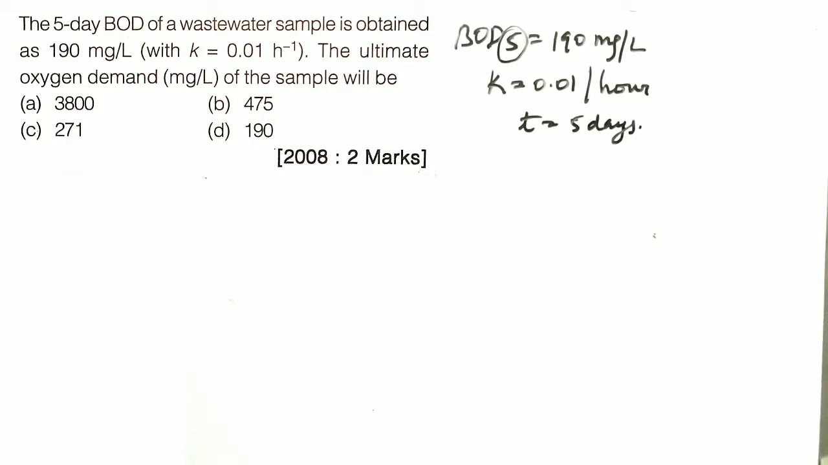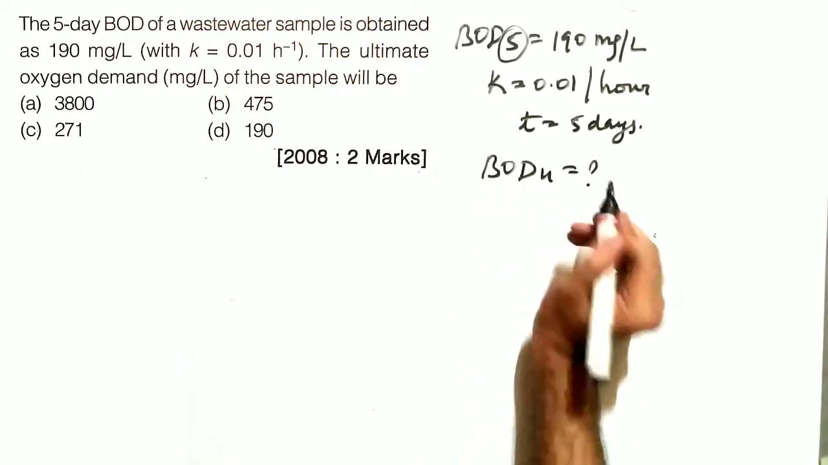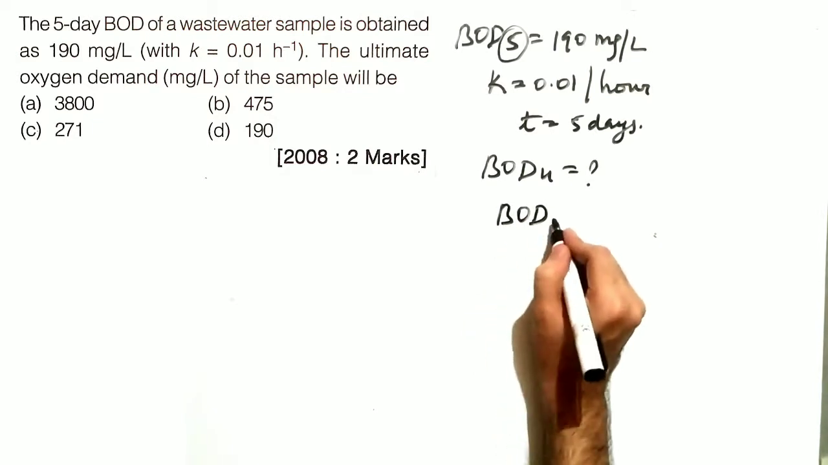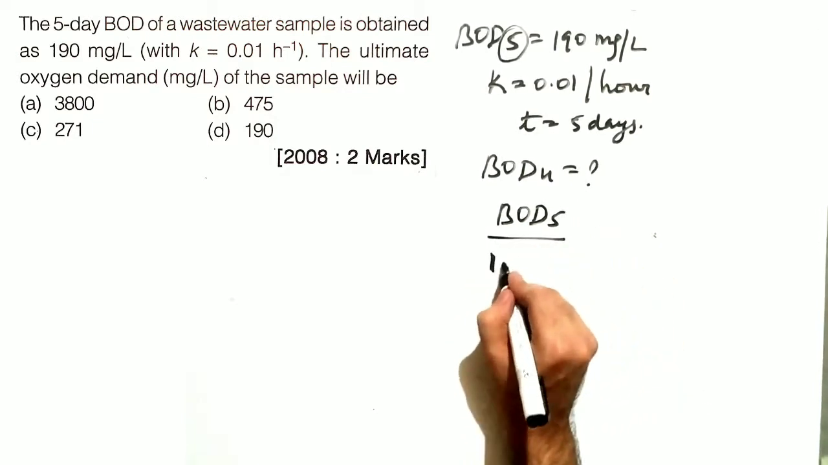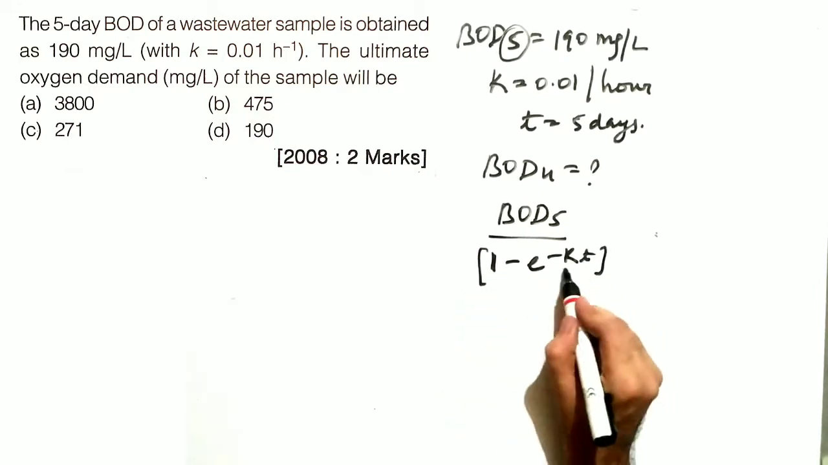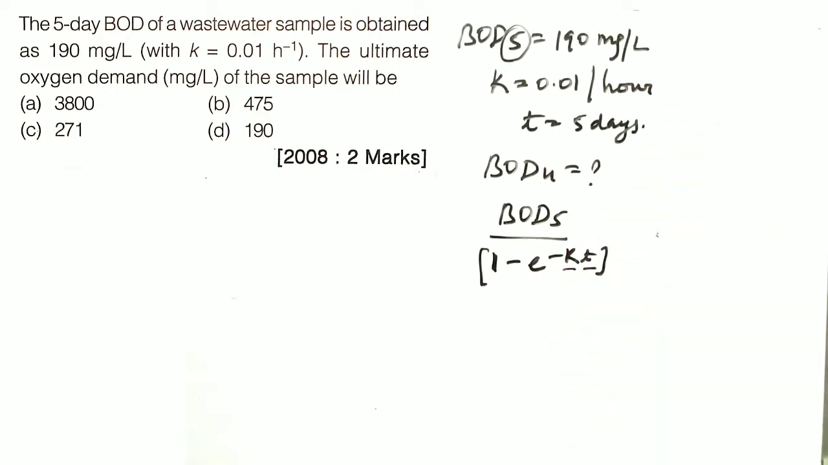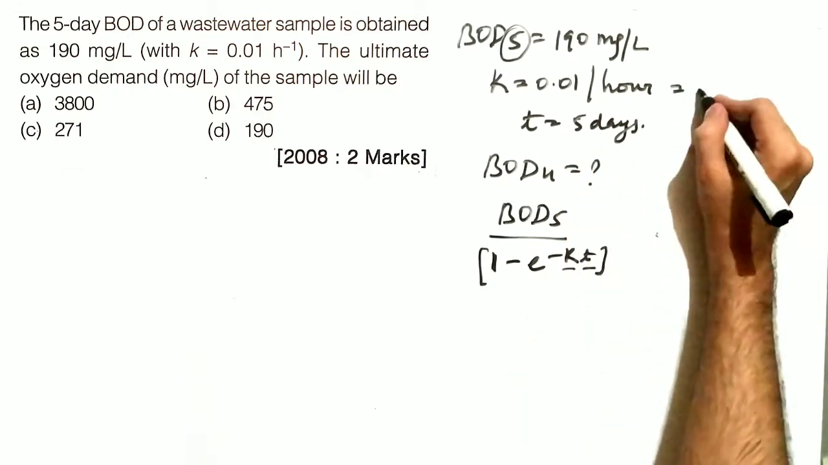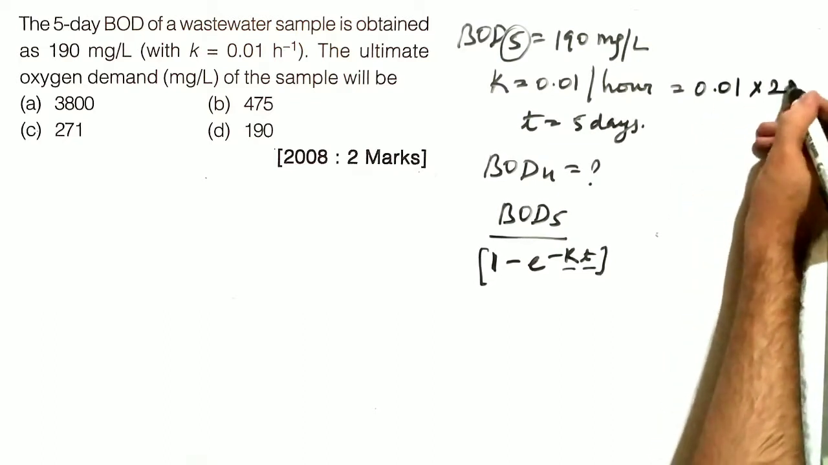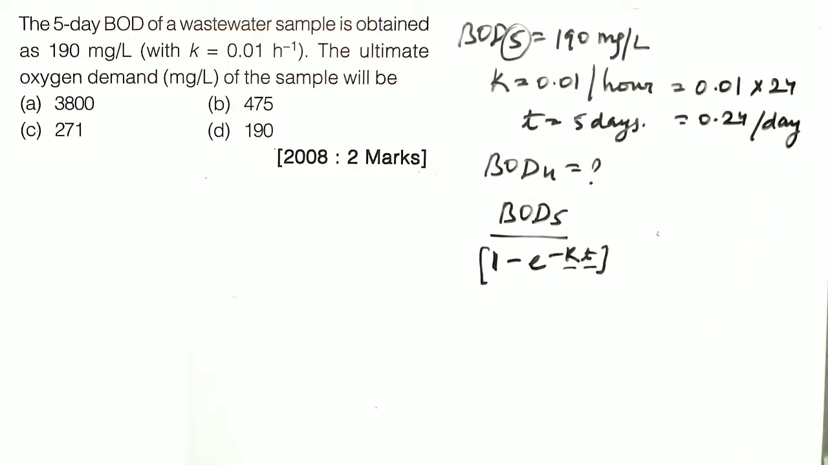Okay, so you have to calculate the BOD ultimate. BOD ultimate is equal to BOD 5 or BOD t divided by 1 minus e to the power minus kt. But you cannot multiply K and T as it is because K is in per hour and T is in days. So there are two options, either convert K into per day or T into hours. I find this easier, 0.01 multiplied by 24, so it will be 0.24 per day. This is the value of K.